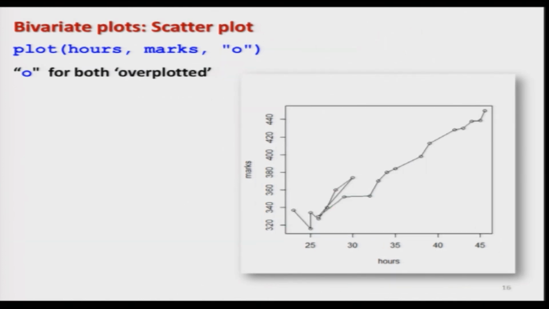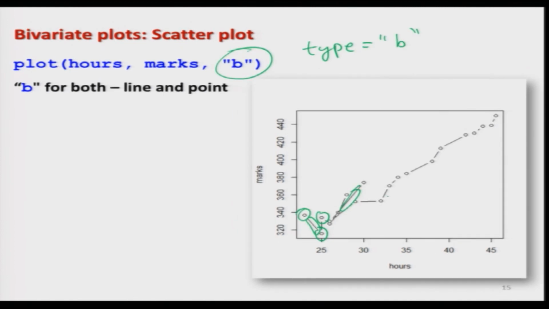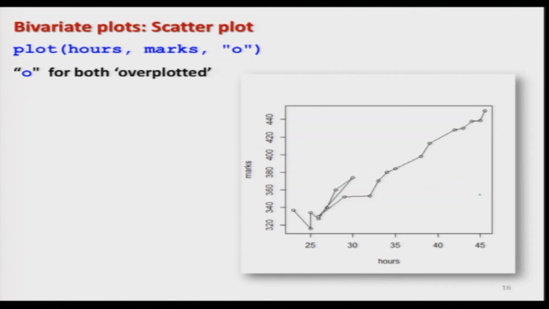Now we take one more option. You can see that here the lines and points are separated. But if you want to join them together, then the option is to use type is equal to O. O means overplotted. You can see that there are points, and these points are joined by the line, and these lines are going over the points. So this option will give you this type of graphic.